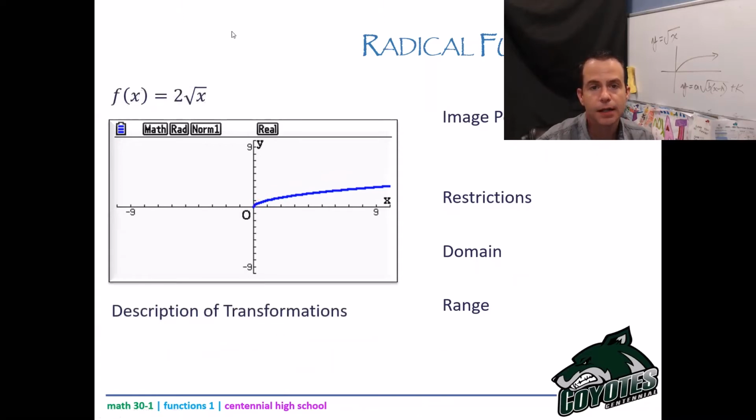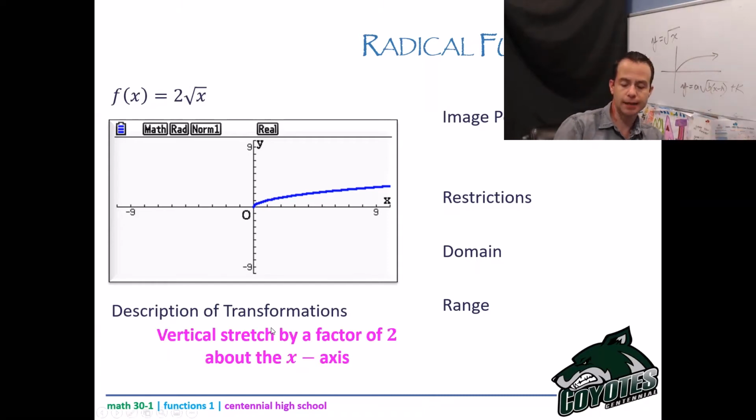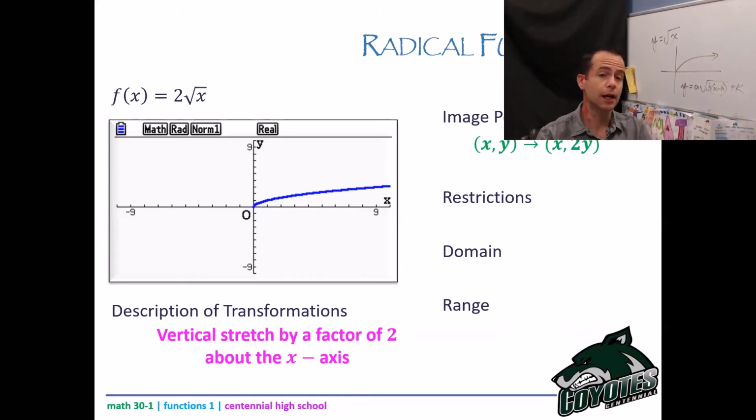Next guy, we have a vertical stretch of 2. So a vertical stretch by a factor of 2 about the x-axis. The image point would be (x, y) maps to (x, 2y). The restrictions actually, again, are the same. Again, just for the same conversation we had last time, my starting point is going to remain the same, only because the y value of my starting point is 0, and 2 times 0 is still 0.